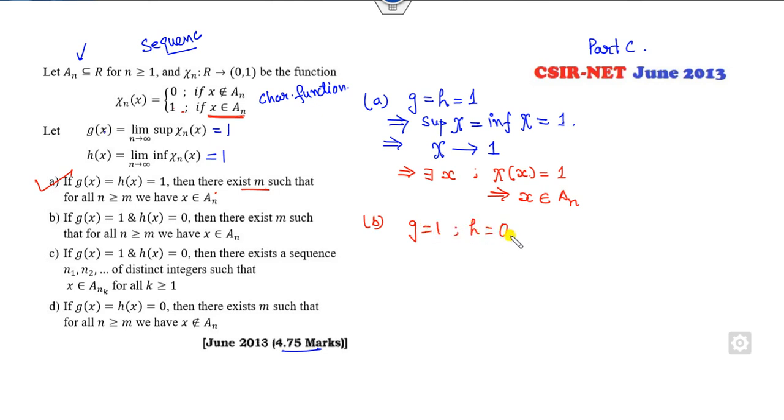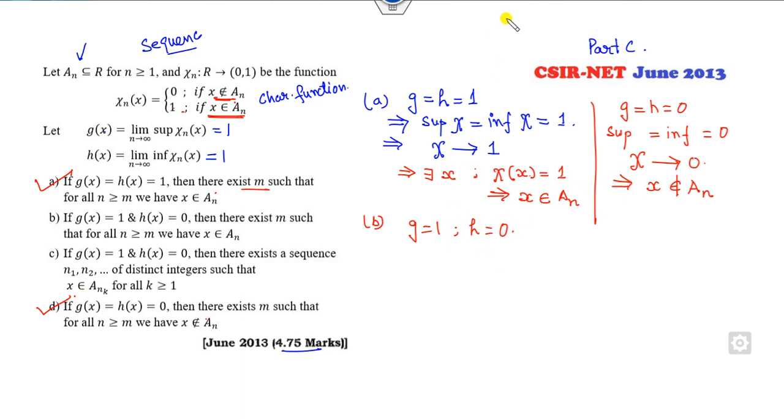What is the meaning of that? Firstly, I can think about it. If g and h both are 0, it means supremum and infimum are both 0. It means this function xi converges to 0. What is the meaning of that? X does not belong to A of n. So x does not belong to A of n, again is the correct option.